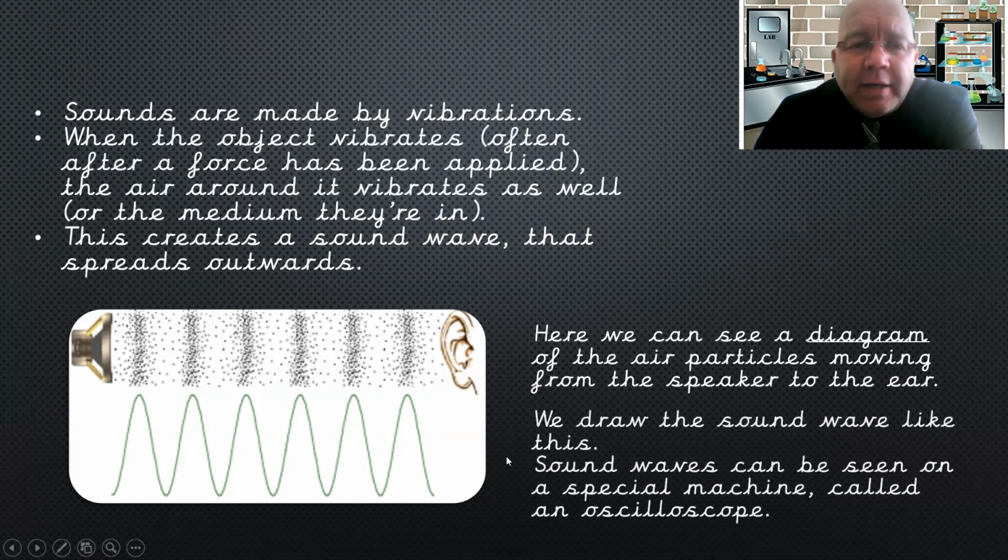But we can see sound. Seems like a strange thing to say, but there are machines that allow us to see a sound. And we draw a sound wave like this. So sound waves can be seen on special machines called oscilloscopes. The oscilloscopes will actually show you a sound wave. It will show you the shape of the sound itself.